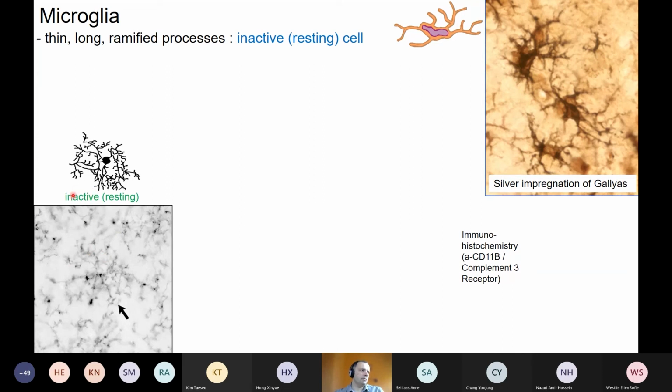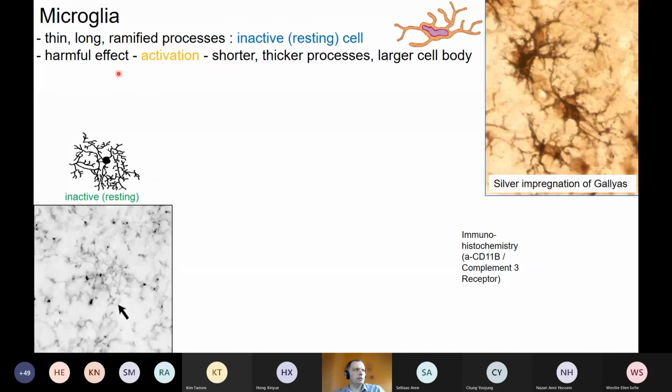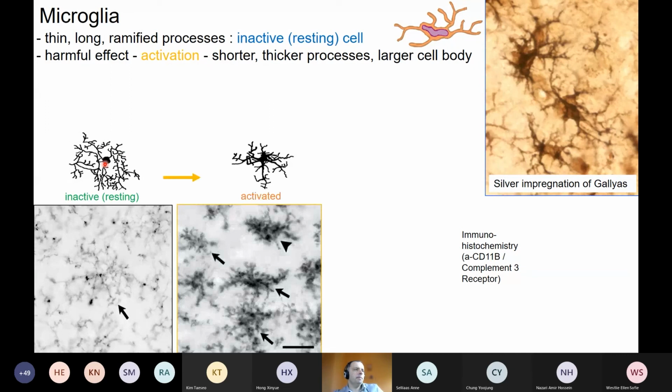And this cell is inactive. This is how they look if they are just resting. If, however, something happens, for example, an inflammation occurs or a head injury occurs or something comes up that would damage the brain tissue, or just some inflammation is initiated, or a very strong activation of a particular brain area is already strong enough to induce that, the cells get activated and their morphology changes then.